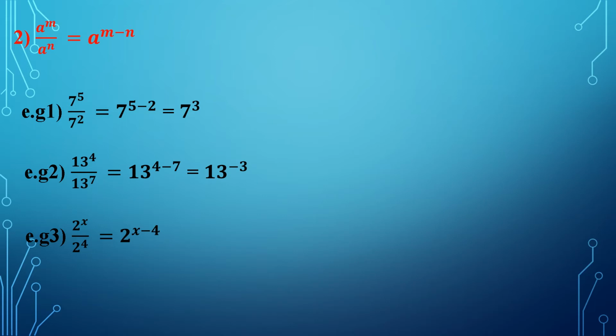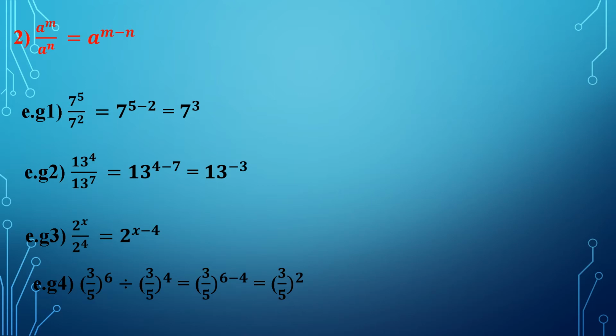That is 2 raised to x minus 4. Let us see an example for a fraction. How do we deal with that? Here we can see 3 upon 5 raised to 6 divided by 3 upon 5 raised to 4.